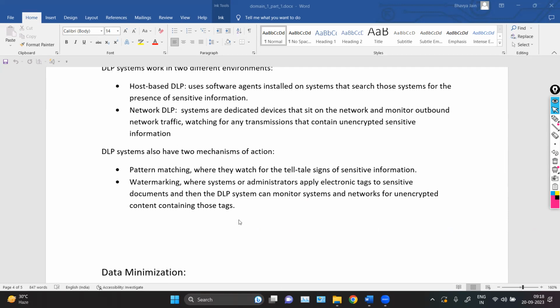Second, we have watermarking, where systems or administrators apply electronic tags to sensitive documents, and then DLP systems monitor systems and networks for unencrypted content containing those tags. Watermarking is all about, for example, let's say there's an image of Adobe.